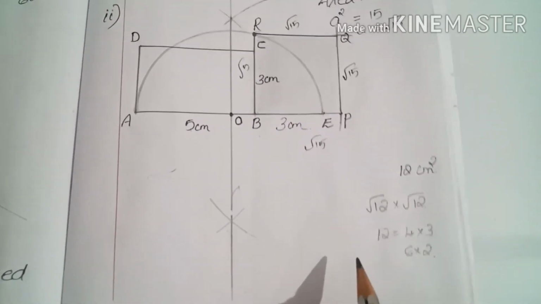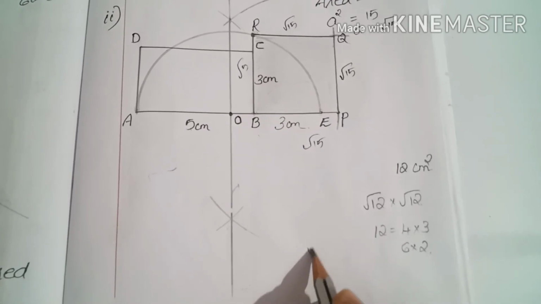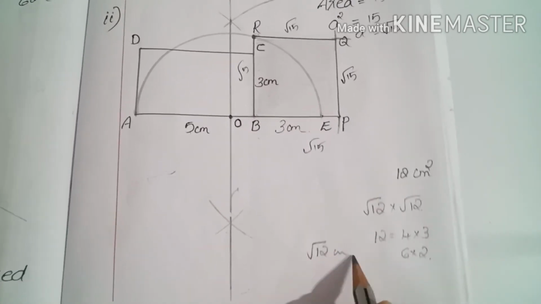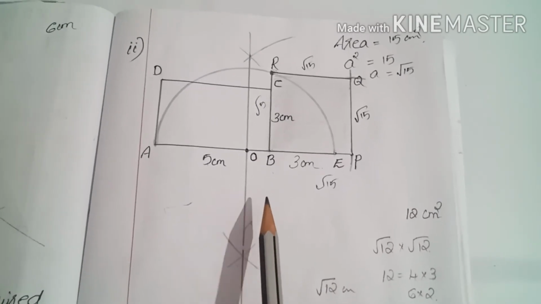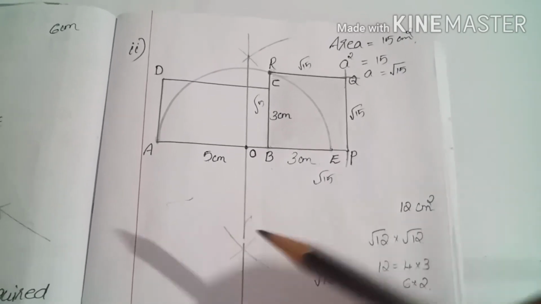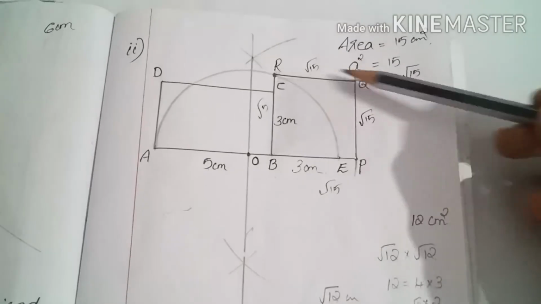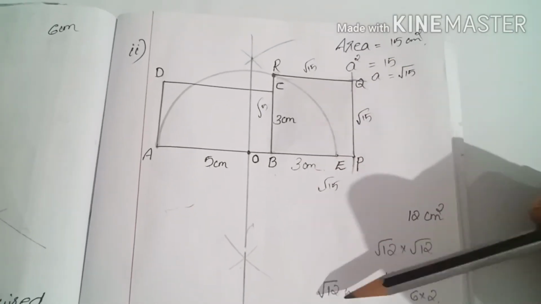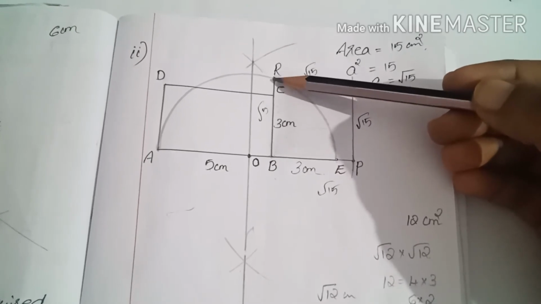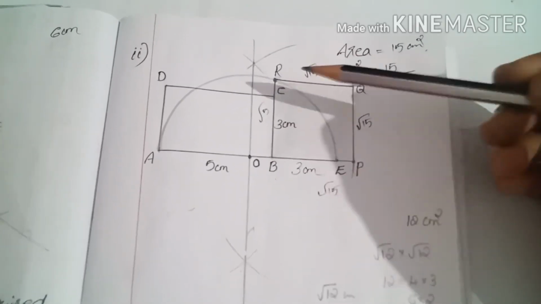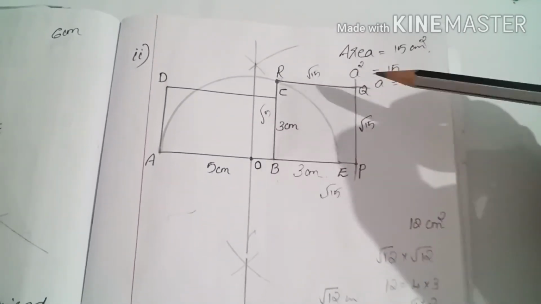Similarly, suppose the question is draw a line of length root 12 centimeter. Then also you can use this method. In that case there is no need to draw a square. Root 12 centimeter means up to this. In this step you can stop. This is root 12. No need to continue.